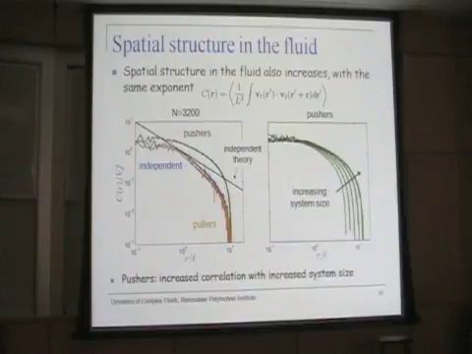As Aparna was mentioning, there are these pusher-type organisms and puller-type organisms. The puller-type organisms are interacting with one another, but that is not captured in this fluid-fluid correlation function. It's essentially the same as if they weren't interacting. But pushers do have some sort of larger correlation in the fluid. And that also increases with system size. So we have some finite size effect as we make the system bigger and bigger.